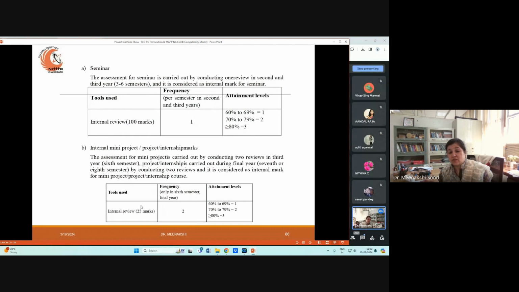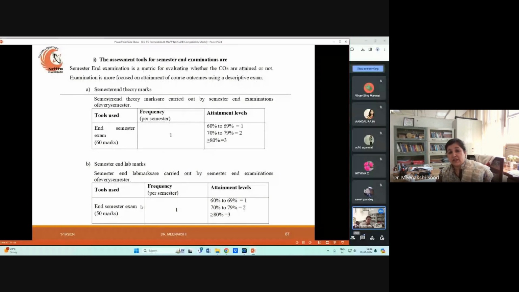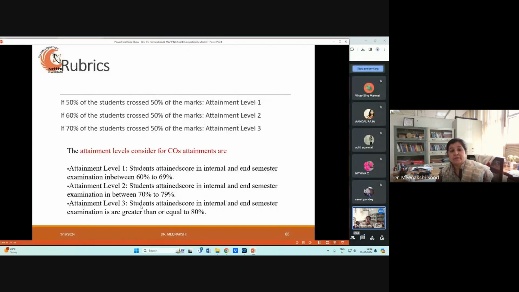For seminars also, 100 marks, and again the attainment level. Also for the mini project, how many times, and what are the attainment levels, all are already predefined for the teachers. Similarly for the end semester also: how many marks, 60 marks, frequency, attainment level, semester and lab exams, frequency and attainment level. And then rubrics, as I said, we'll do it afterwards, but this is the attainment level, which has rubrics for the attainment basically.